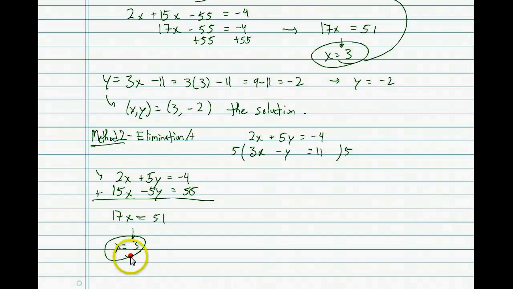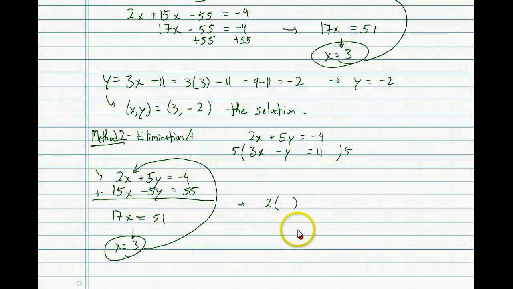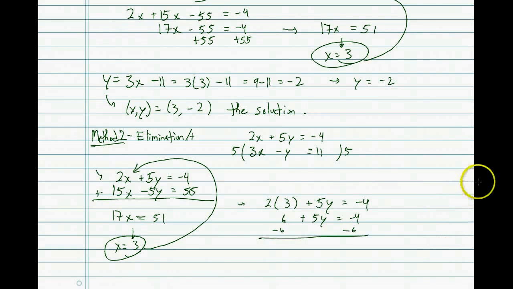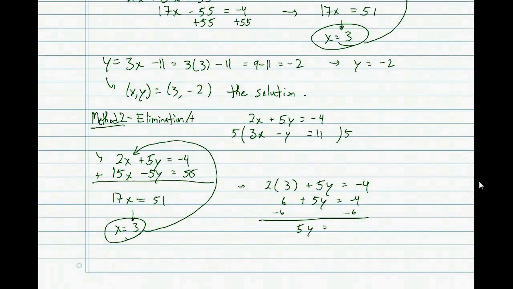Then plug x equals 3 into either one of the equations, the first or the second of our system. I'll plug it into the first one now to solve for y. So we get 2 times 3 plus 5y equals negative 4, which gives us a linear equation, one unknown. 6 plus 5y equals negative 4. Subtracting the 6 over, dividing by 5, we're going to get the same solution we had before. y is equal to negative 2.